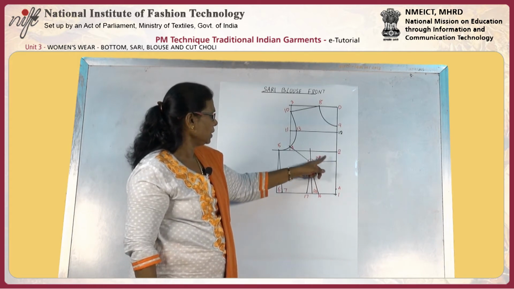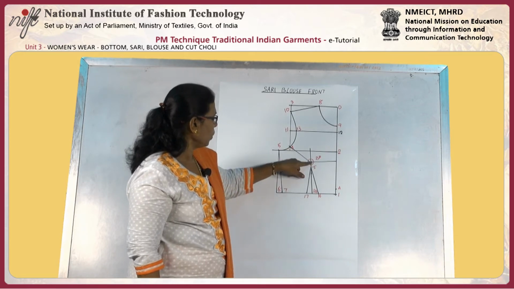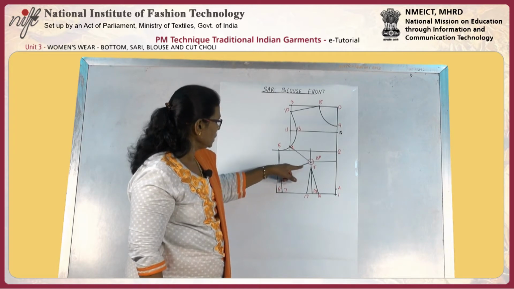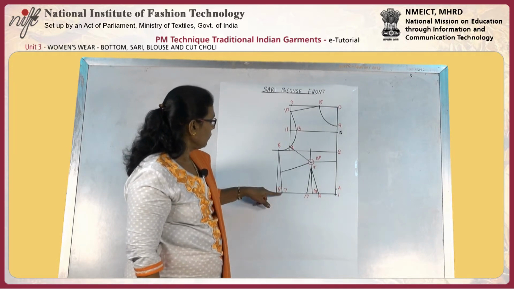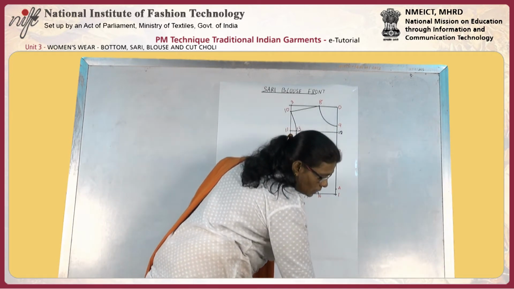One is the center front dot on the bust level, one is the armhole dot on the intersection point, and other one is at the side seam, 3.5 inch to 4 inches from the bottom. Now we need to mark the allowances for the dot.